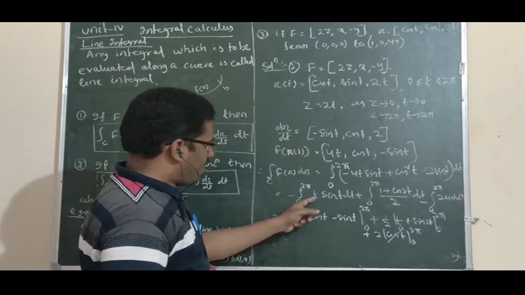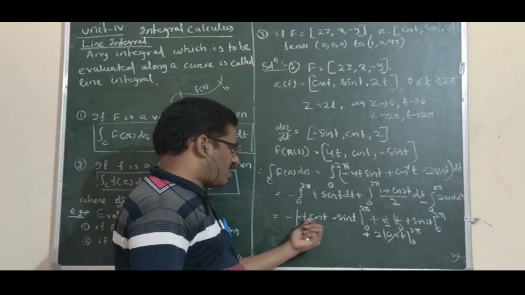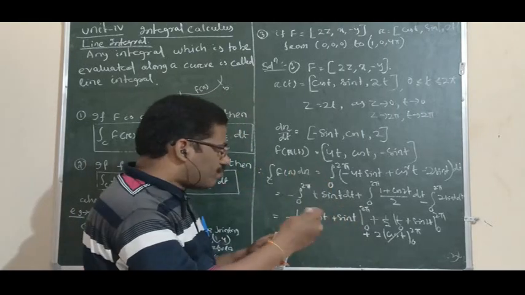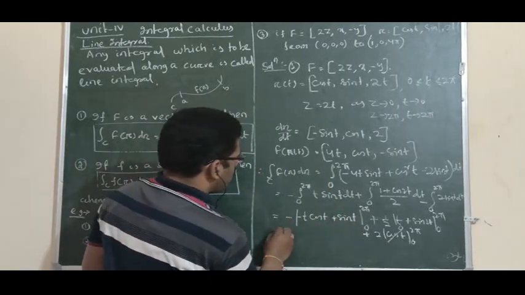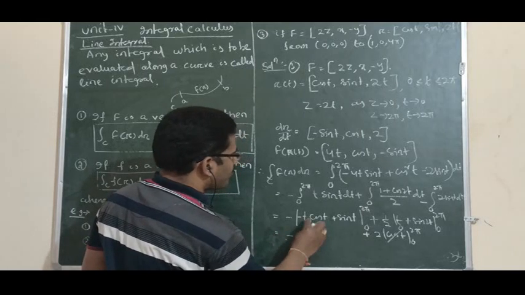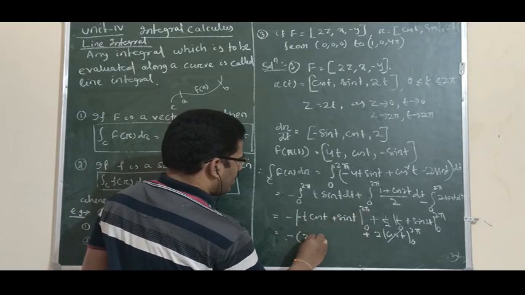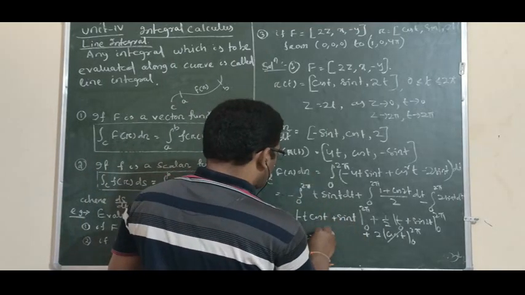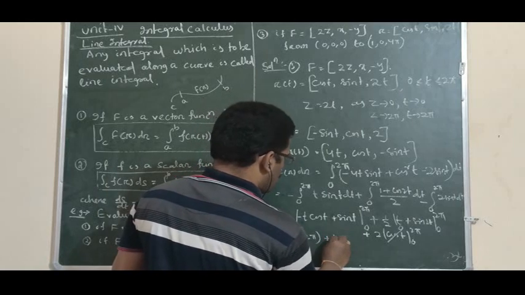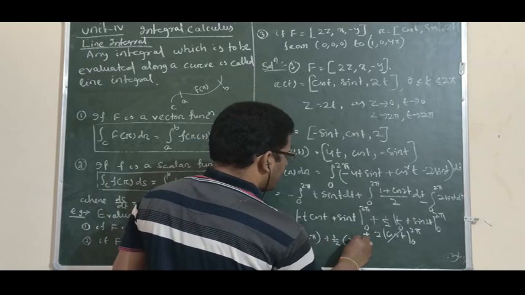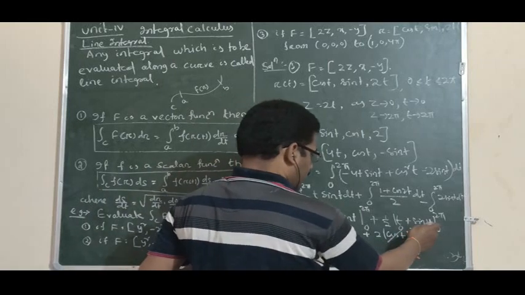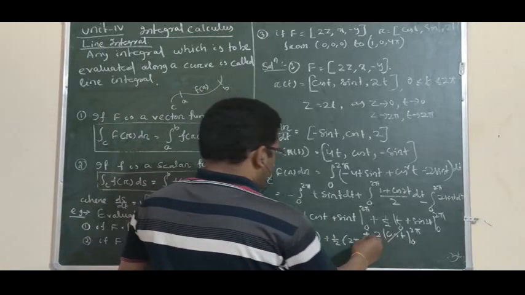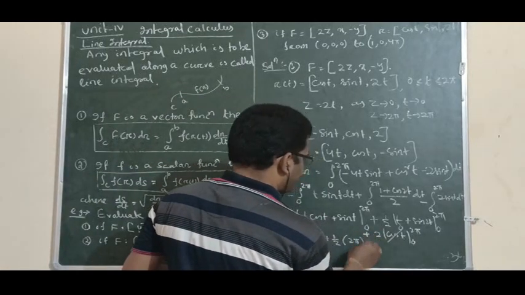We will check again. The integration of sin t is minus cos t, the rule is minus, so this is minus cos t. The integration is plus sin t. So we will get minus t cos t at t equal to 2 pi, minus 2 pi, cos 2 pi is 1, sin 2 pi is 0, plus 1 by 2, that is 2 pi, this is 0, and t equal to 0. So we will get again this one.